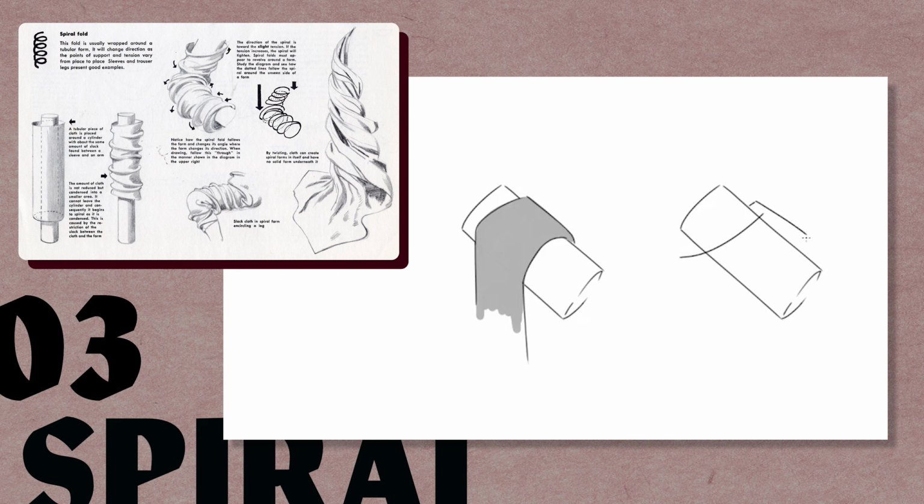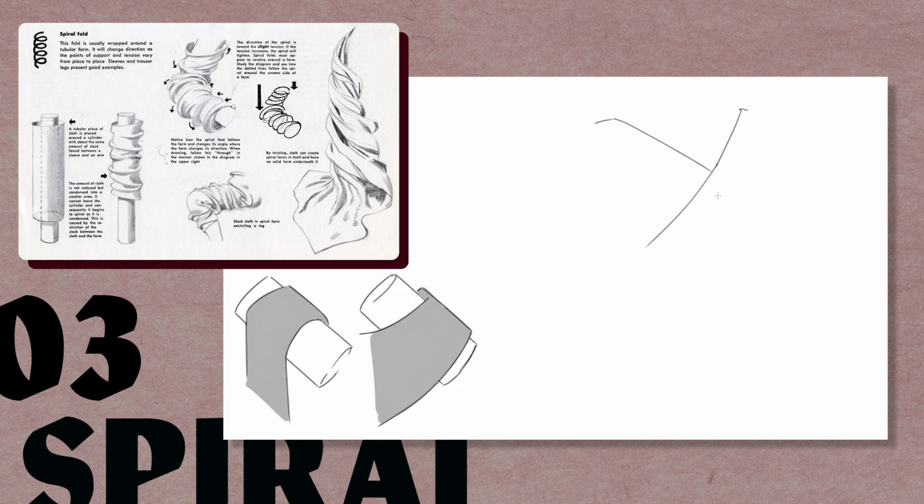Spiral folds occur regardless of the material, as they're more a sign of movement, so whenever there's a little bit of excess fabric that can wrinkle up and go around the form, it will. So this type of fold only occurs on the edges of whatever object is wrapped in cloth.